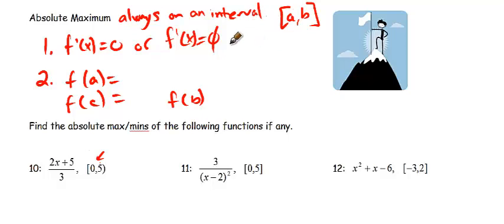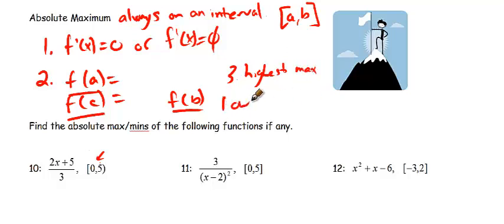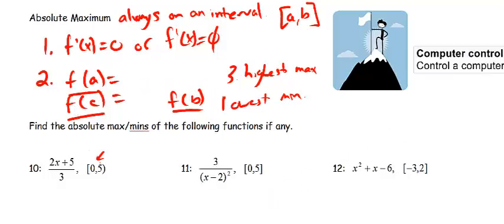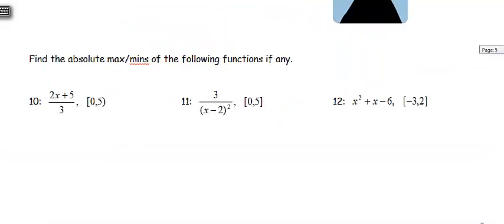Relative maximums don't really matter. It could be on an interval, it doesn't have to be. So you have to do the 2 endpoints, and you have to do any critical values. Now, I have 3 here, but there may be more than one critical value. And basically, the highest is your max, and the lowest is your min. And when you're talking about this, I'm not talking about f prime of a, f prime of c. I'm talking about f of a, f of c, f of b. So let's see one of those examples here.